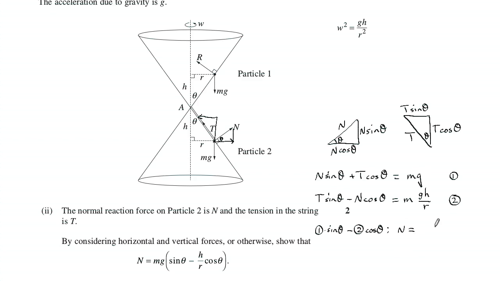And then we've got mg sin theta minus mg h over r cos theta. And that's going to make n equal to mg times sin theta minus h over r cos theta, which is what we wanted.